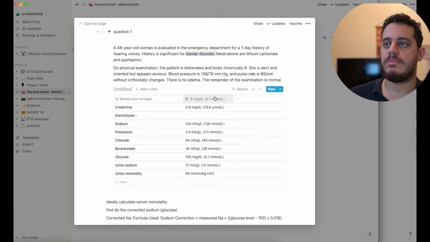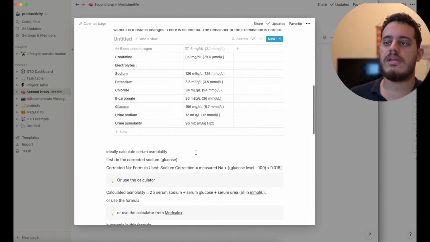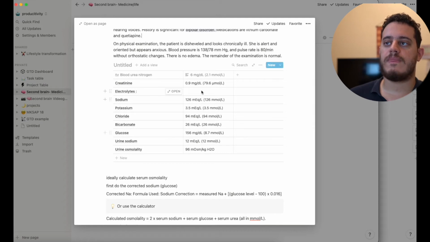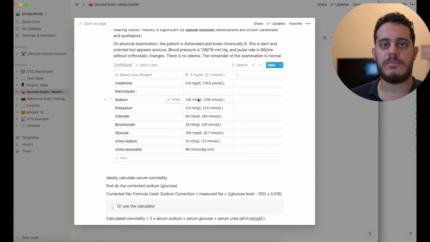So we have her labs: blood urea nitrogen is 6 milligrams per deciliter. Creatinine is 0.9. Electrolytes: sodium is low, it's 126. Potassium is 3.5. Chloride 94. Bicarbonate 26. Glucose 156. So you're kind of getting the idea. This is a question that is addressing hyponatremia.